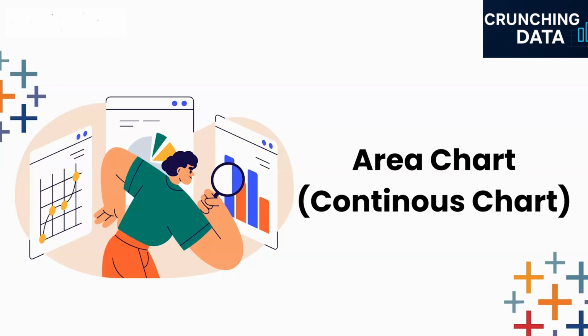Hello everyone. In this session, we'll be talking about the area chart. And in the area chart, first we'll be looking at the continuous chart. An area chart, which is often known as the continuous area chart in this case, is a data visualization technique that shares similarities with the line chart but adds an element of shading to represent the area between the data line and the reference axis.